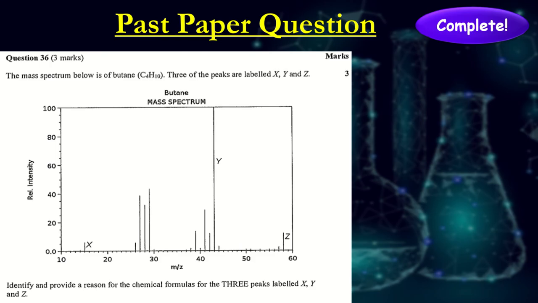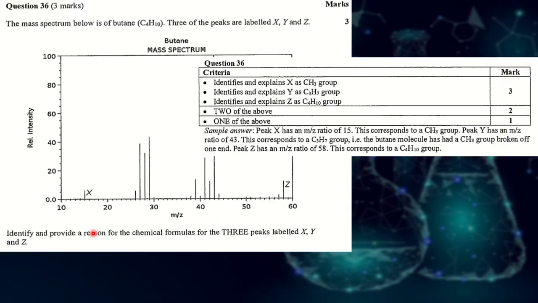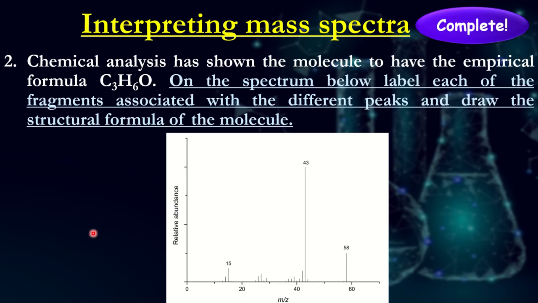You might want to also try this past paper question. Using the mass spectra of butane, labeled here, identify and provide reasons for the 3 chemical formulas for the 3 peaks, X, Y, and Z. You will need to use the chart that I showed you earlier. You should be able to find it also on your data sheet, so please use those to help you work out this question. Marking criteria is here as well if you need.